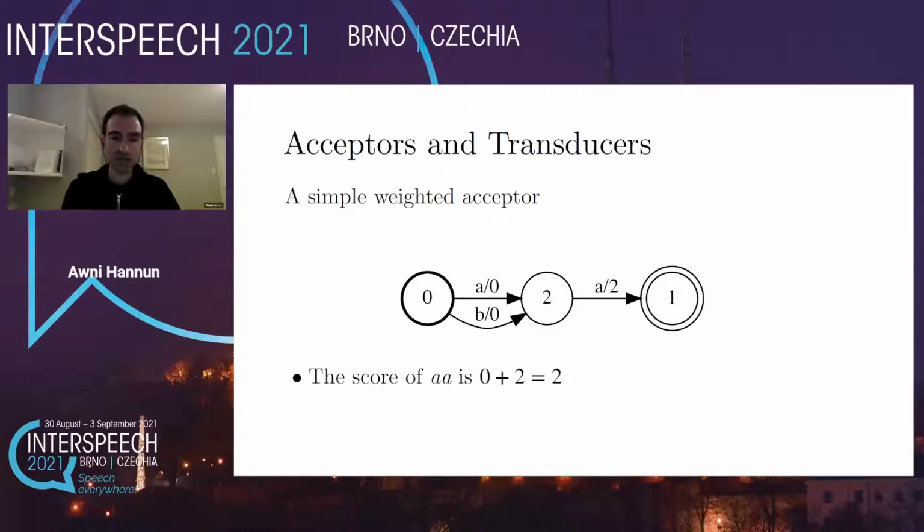So this is a weighted acceptor. And the graph notation we're going to use is that the start state of the graph is in bold. So the 0 here is the start state. The accept state of the graph is the concentric circles. So the 1 state is the accept state. And any given arc is labeled with the arc label / the arc weight. So the label between 0 and 2 with the A has a weight of 0. The label between 2 and 1 with the A has a weight of 2.